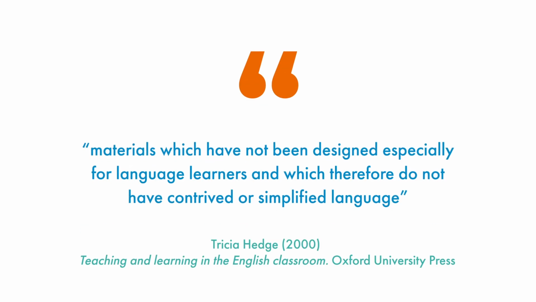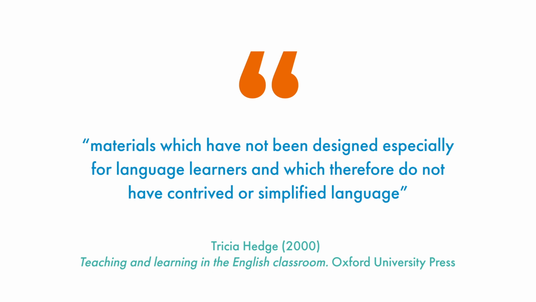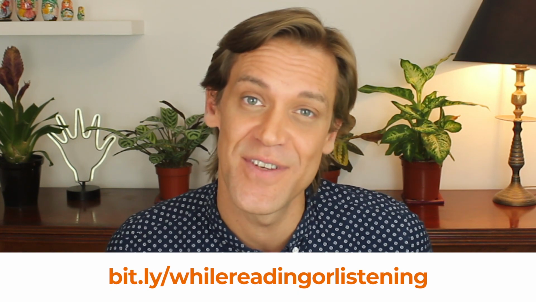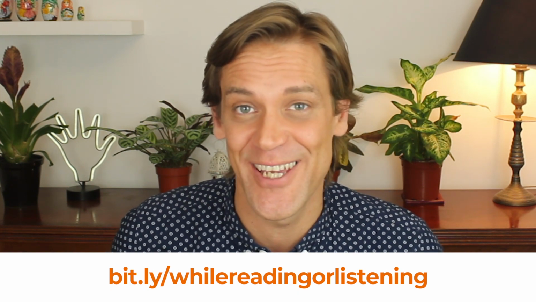By authentic material, I mean what Tricia Hedges described as materials which have not been designed specially for language learners and which therefore do not have contrived or simplified language. I feel that the best way to ensure that the authentic material is relevant to our learners is to allow them to choose the types of materials we're going to use in the classroom. If you want to use real articles, websites and videos, but you're not sure how to design the tasks to go with them, I wrote a post on while listening and while reading activities. You can find it in this address here.